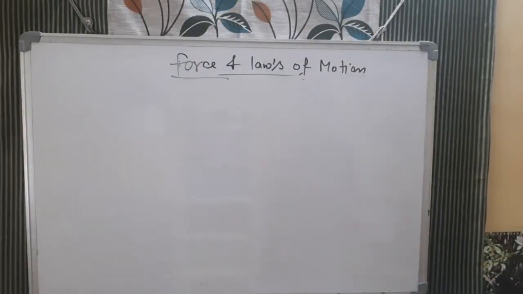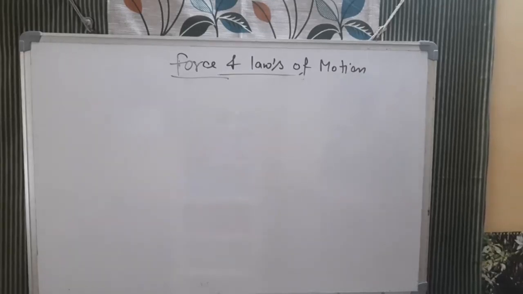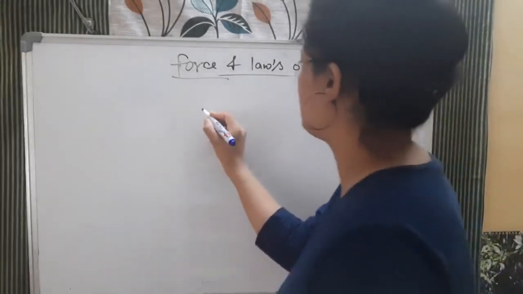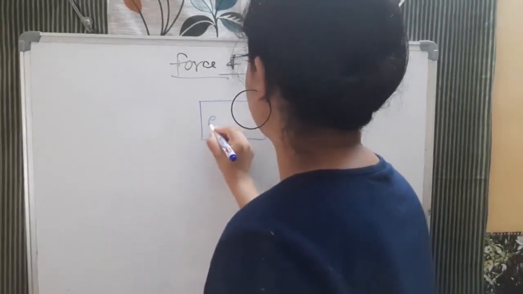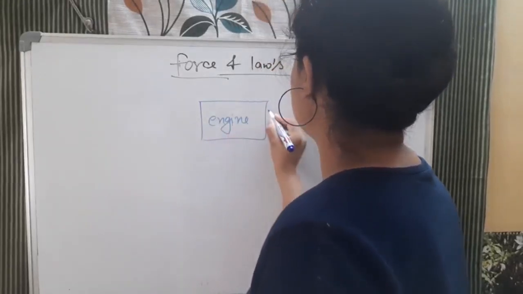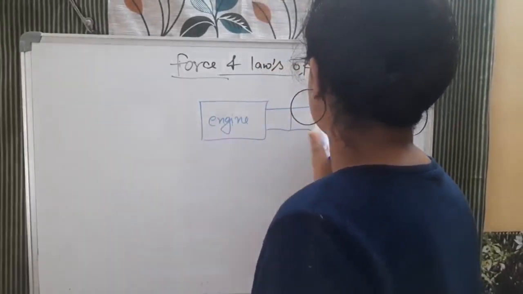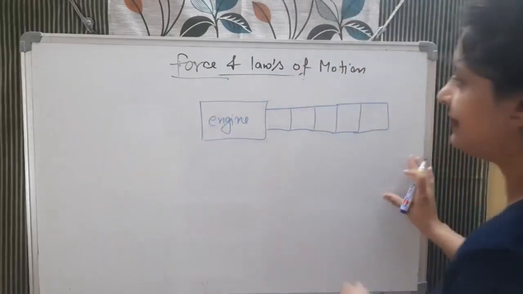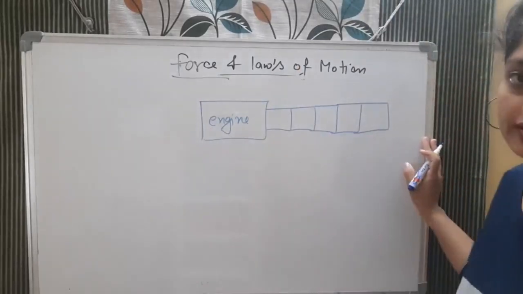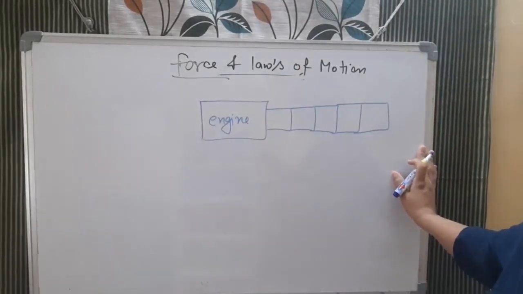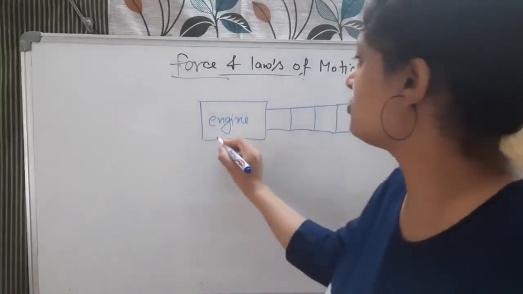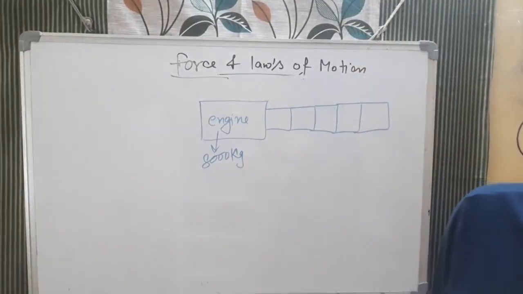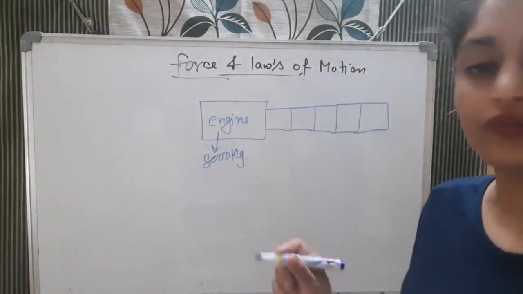Next question. This question says an 8000 kg engine pulls a train of 5 wagons. So there is one engine, and this engine is connected with the 5 wagons. This complete thing is a train. In this train there is one engine and 5 wagons. So the mass of the engine is given as 8000 kg, and after that it says 5 wagons each of 2000 kg.